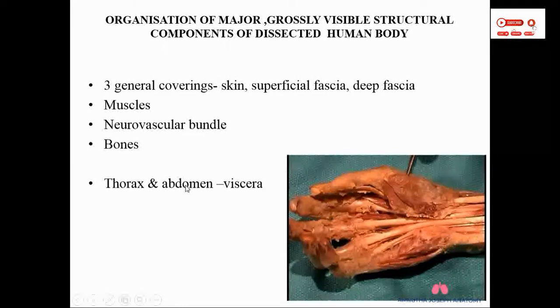In case of the thorax and abdomen, where you have cavities, you will see skin, superficial fascia, and deep fascia, in the thorax specifically and in the abdomen as well. Then you will see the organs. For example, in the thorax, you will see the lungs and heart. In the abdomen, you will see a lot of organs like the stomach, intestines, liver, and so on. So this is the orientation.